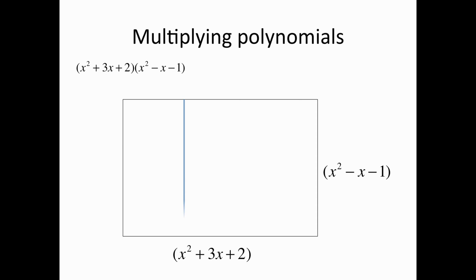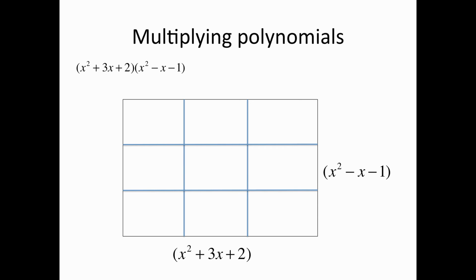And now we'll divide each of the sides into 3 pieces. So we have this 3 by 3 table. Down along the left-hand side, we'll label this x squared minus x minus 1. And across the top, x squared plus 3x and plus 2. We fill out the first line by multiplying x squared times x squared, we get x to the 4th. X squared by 3x is 3x cubed, and x squared times 2 is 2x squared.